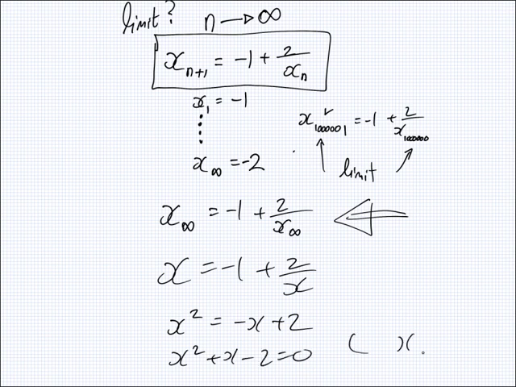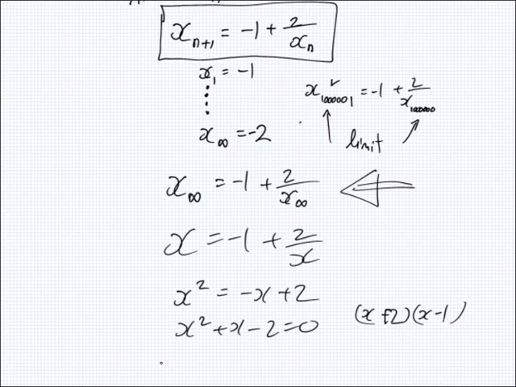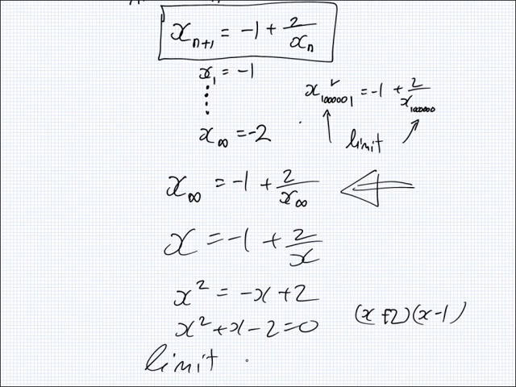So what are the solutions here? x plus 2 and x minus 1. So you have two answers here. The limit could either be -2 or 1. But there's only one answer. There's not two. And we know which is the right answer. The -2, because that's the one the calculator was trying to move to. Yeah. So this is the answer.